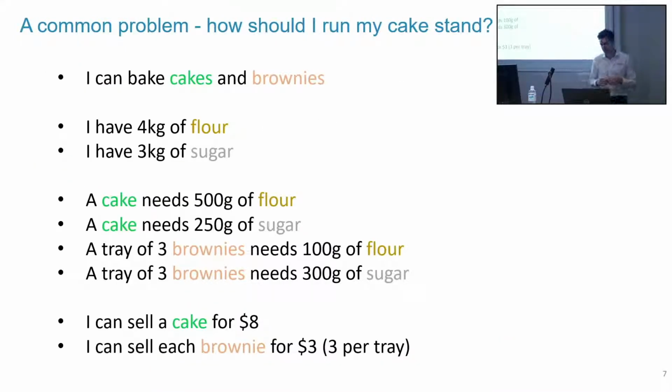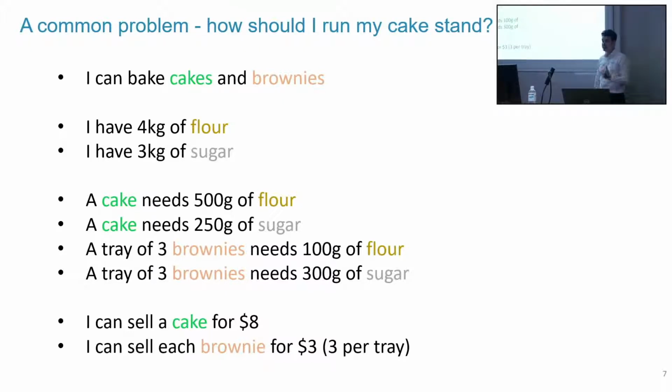So I'm going to pitch and work through in a lot of detail the problem that first introduced linear programming to me in probably 2011 when I did Math 3202 at this university. And it's a problem we all have at some point, which is how do you run a cake stand? So the fundamental things I have are I can make cakes and brownies. It's a pretty pathetic cake stand, but I can only make those two things. I have 4 kilograms of flour and 3 kilograms of sugar. That's another thing I have.